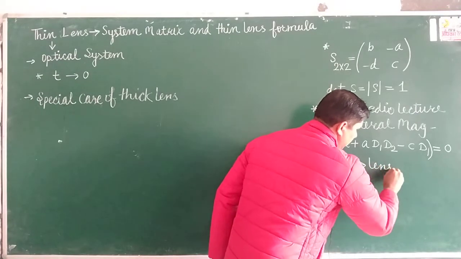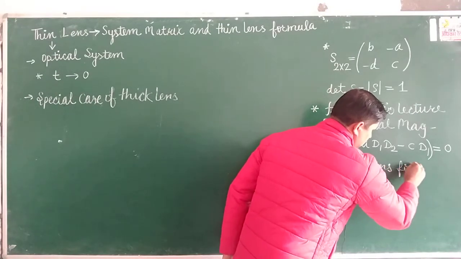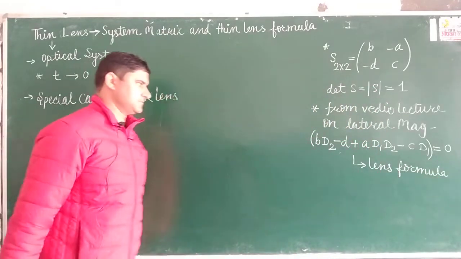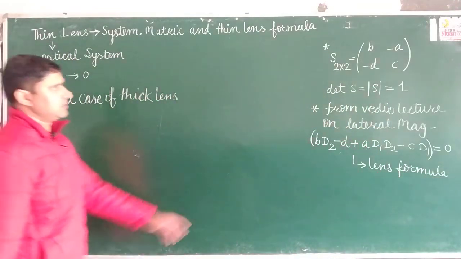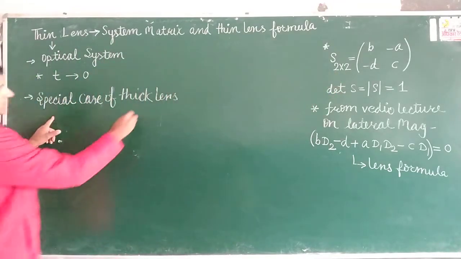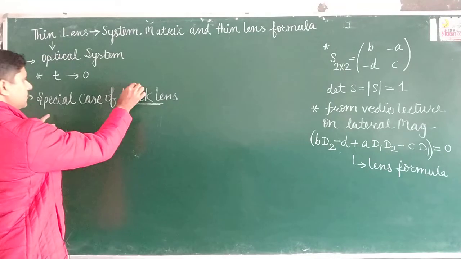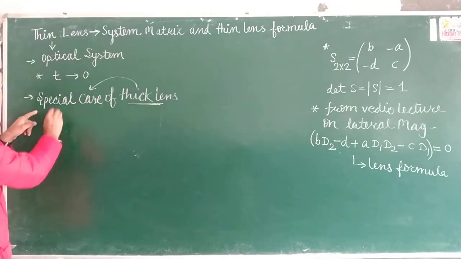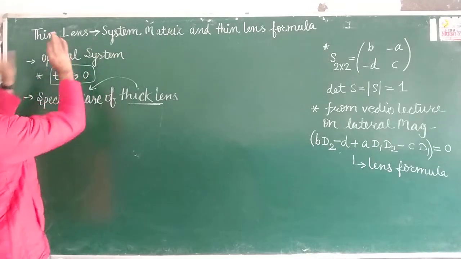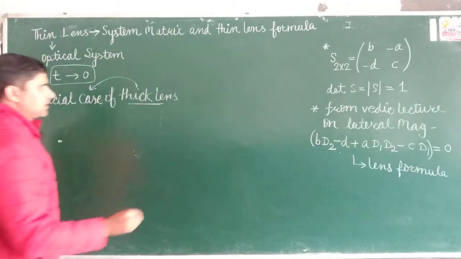So you have to keep in mind this relation. Firstly, we will obtain the system matrix for a thick lens, and then we will take a special case in which we will put this limit to obtain the system matrix for a thin lens. So let us start now.